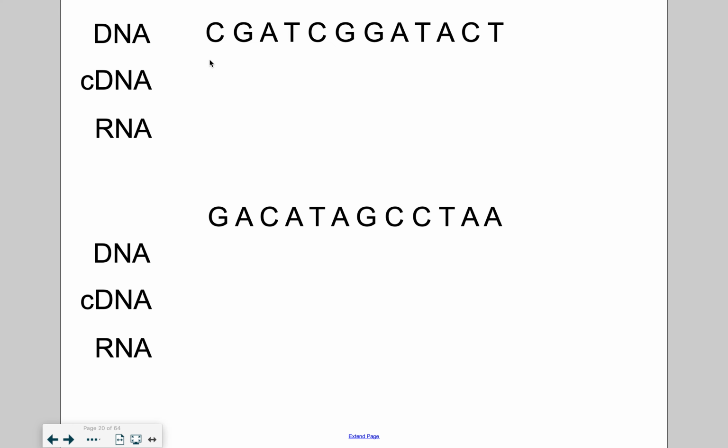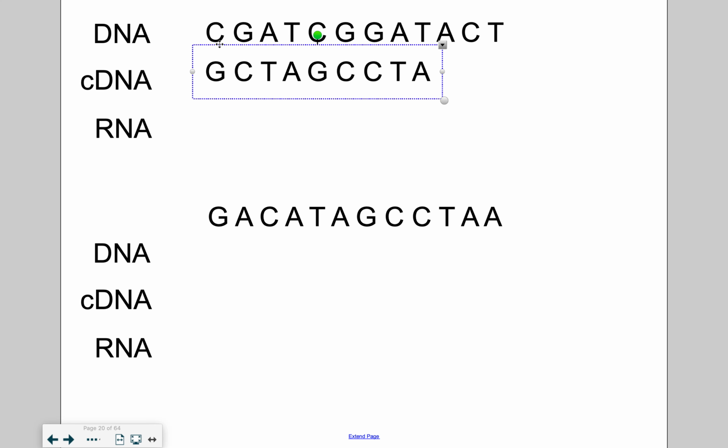Okay, so what pairs up with C? You'd say G. I'm just going to slide this over. And what pairs up with C? G. What pairs up with A? Thymine. What pairs up with T? Adenine. Pairs up with C? G. Pairs up with G? Cytosine. Another G means cytosine. A pairs with T. C pairs with G. And T pairs with A.